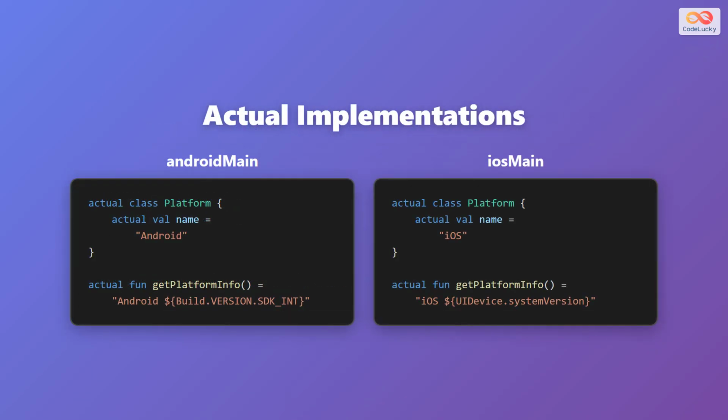Now let's see how each platform implements the expected declarations. In androidMain, we create an actual class Platform where the name property is set to Android. The actual function getPlatformInfo returns a string that includes the Android SDK version using Build.VERSION.SDK_INT. In iosMain, we also create an actual class Platform, but this time the name is set to iOS. The actual function getPlatformInfo returns a string with the iOS system version using UIDevice.systemVersion. Each platform provides its own implementation using platform-specific APIs, but they can both be called from common code.